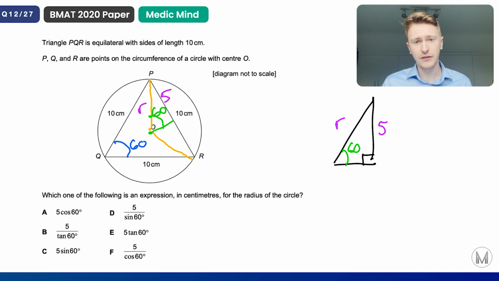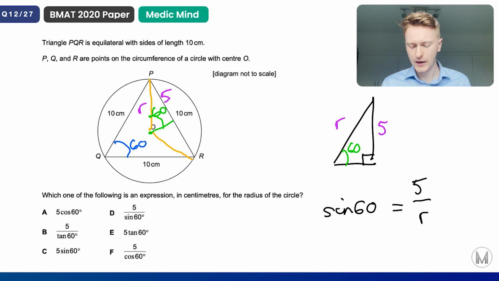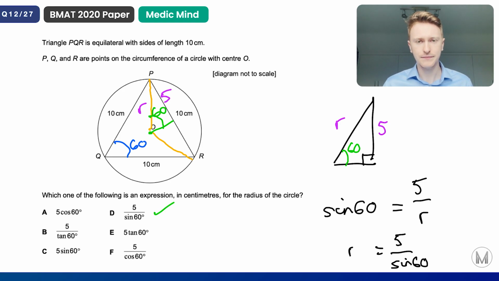Hopefully you can see from this that we've got the opposite and the hypotenuse, so we should be using sine. We know that sine 60 should therefore be equal to the opposite divided by the hypotenuse. Rearranging this equation, we get r is equal to 5 divided by sine 60. All in all, that gives us answer option D.